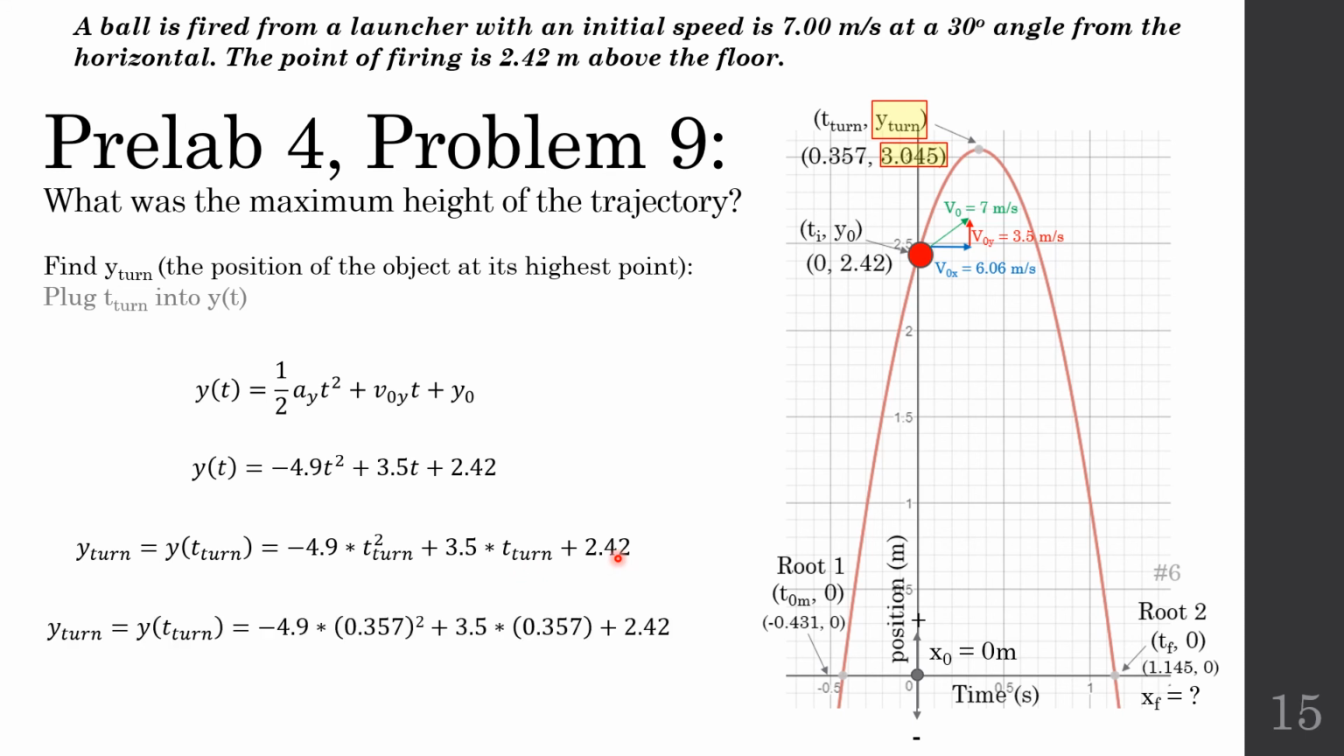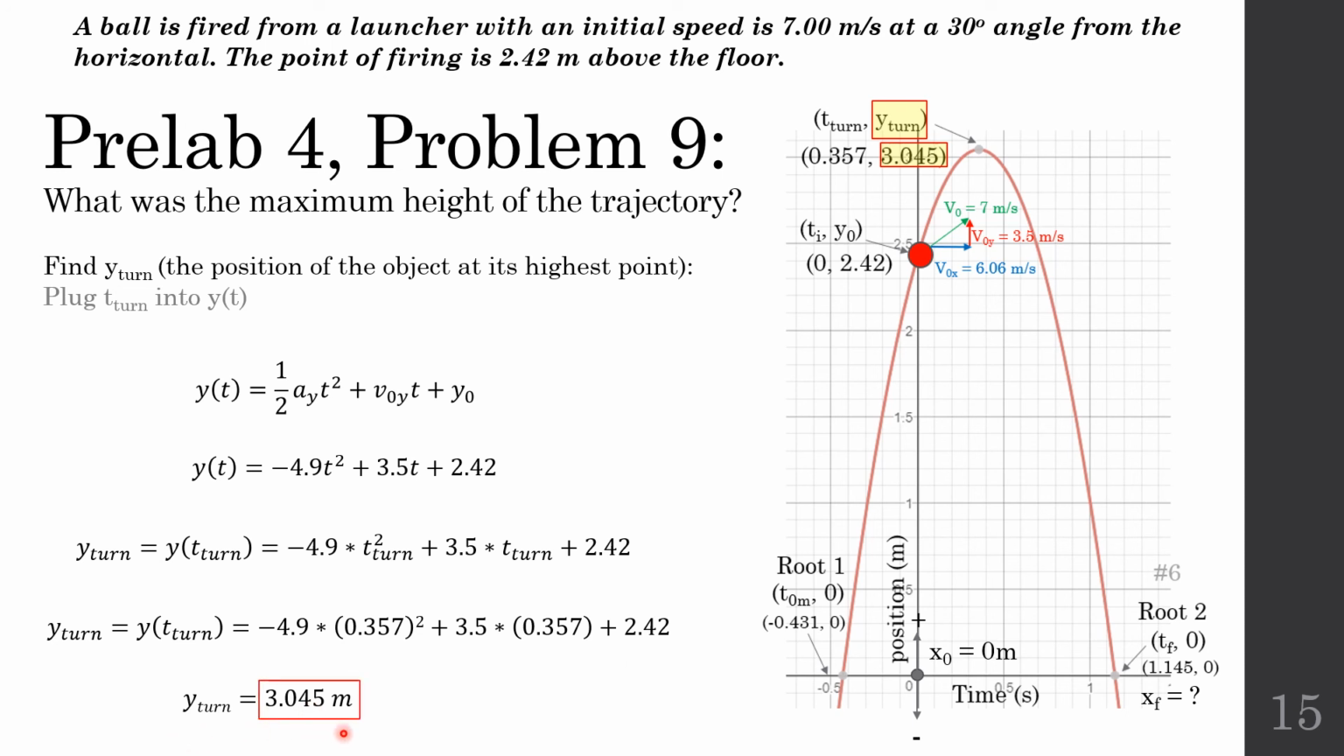Now let's plug in that t turn value that we got from problem 8. So we plug in 0.357 everywhere we see t turn, so we have negative 4.9 times 0.357 squared plus 3.5 times 0.357 plus 2.42. Now, when we multiply everything out and add it up, we get that y turn is equal to 3.45 meters.